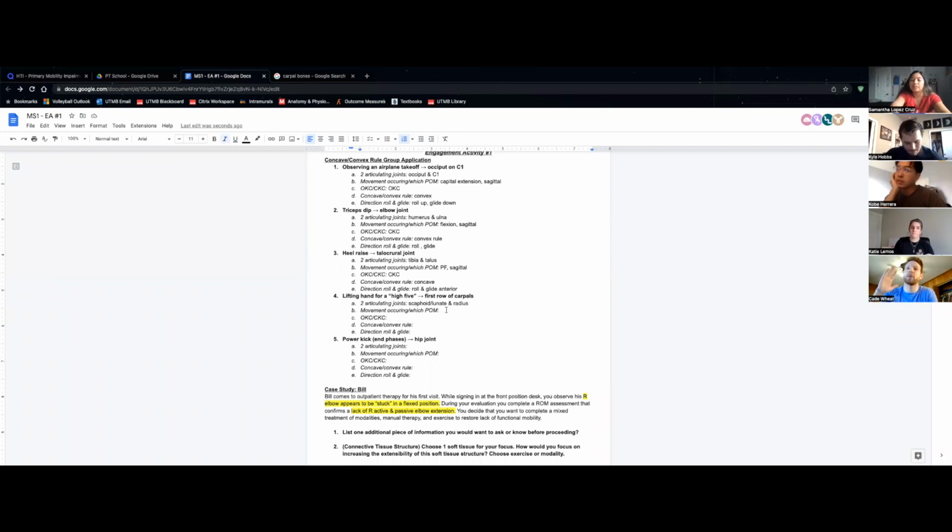It's definitely an open chain because you just get wrist free. Extension is sagittal. Open. Convex rule.